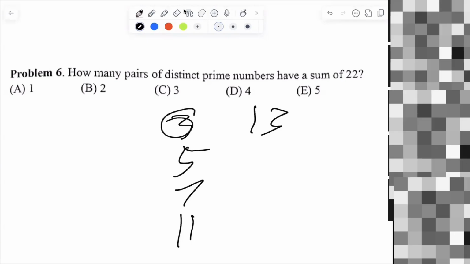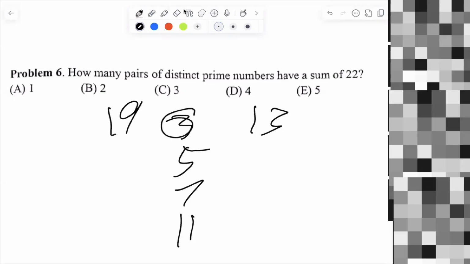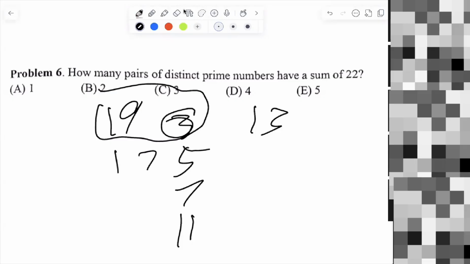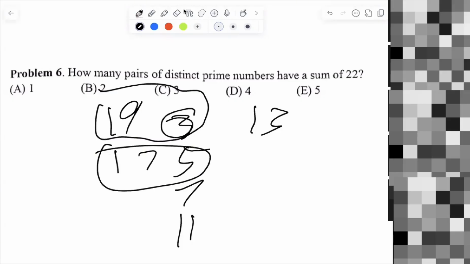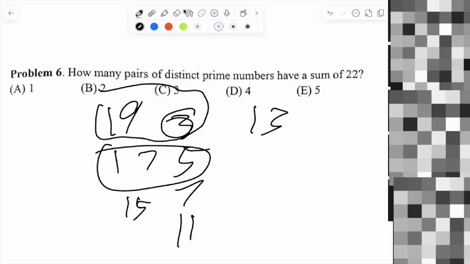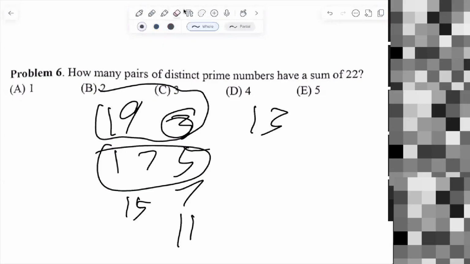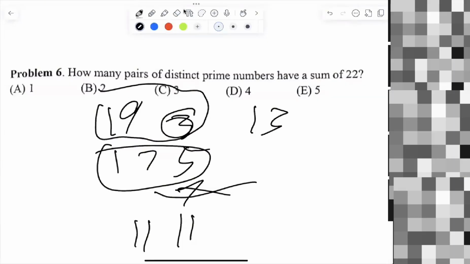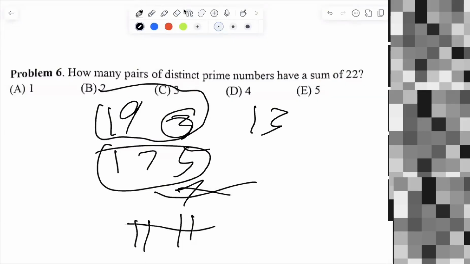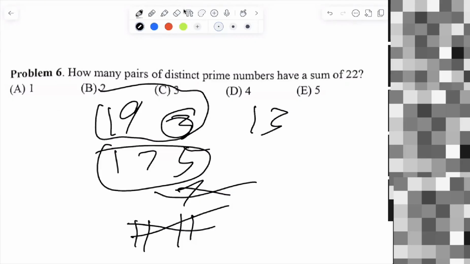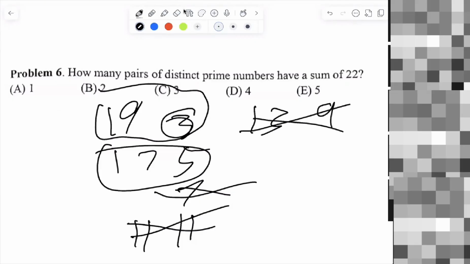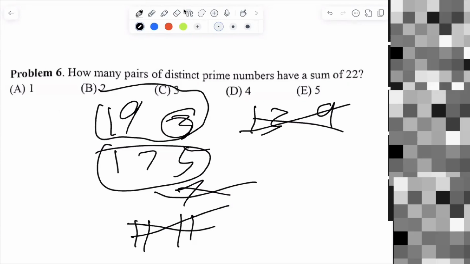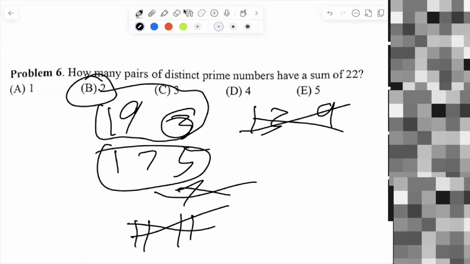So 3 in this case goes well with 19. So that's one pair. 5 goes with 17. It's another pair. 7 goes with 15, but that doesn't work, so we can cross it out. 11 goes with 11. These are not distinct though. That's the important part, so we have to rule this one out. 13 in this case goes with 9, and that's not prime. So all we have left is 17 and 19 and 3 and 5. These are the only pairs we have. So that's 2 pairs. So the answer to this question is just B.